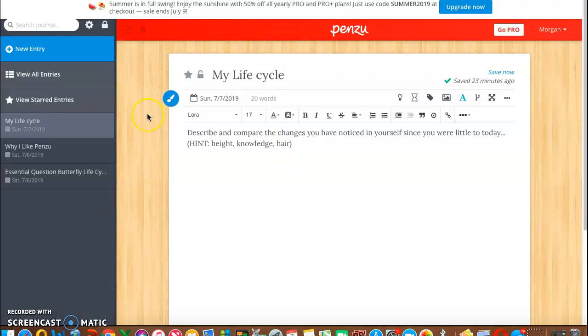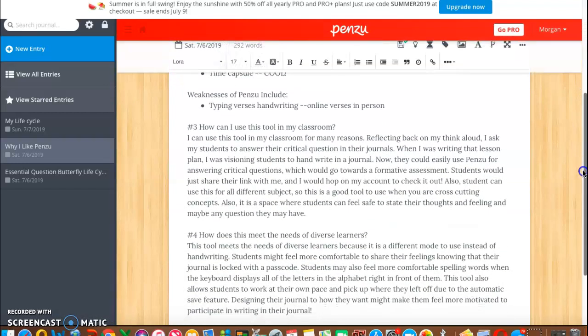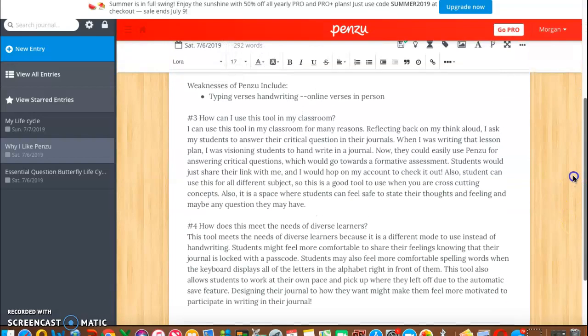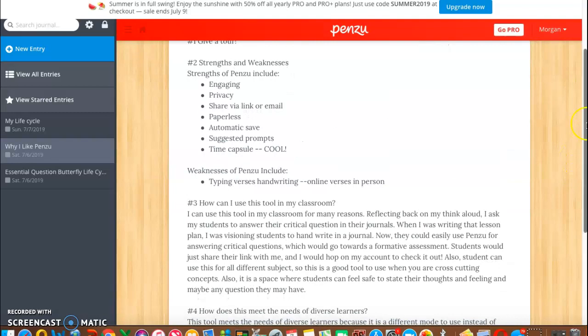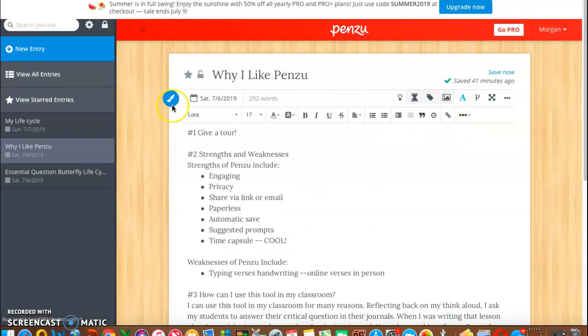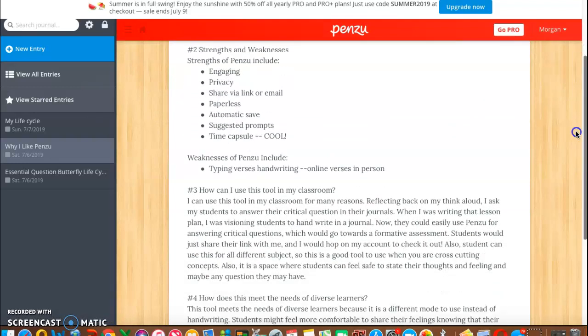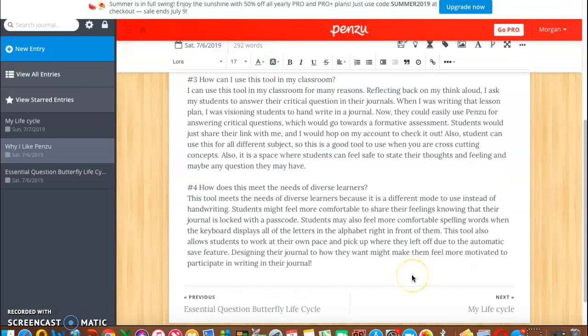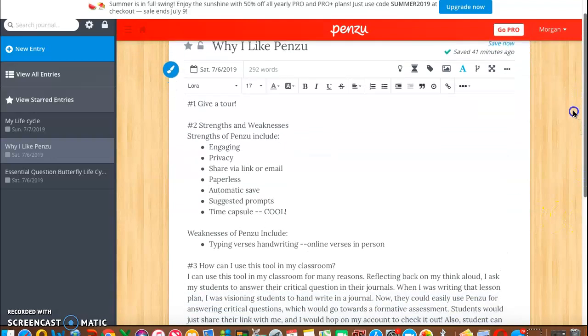And like I said in why I like Penzu, this is a good way for students to work at their own pace. So if students are at a higher level, they can type away, and maybe they can link and use the tools more on Penzu rather than the people who maybe need a little more help. But this is a great tool for students to work at an individual pace and just work how they can and when they can.